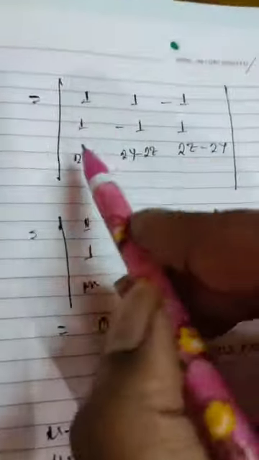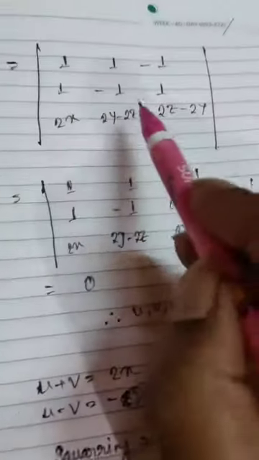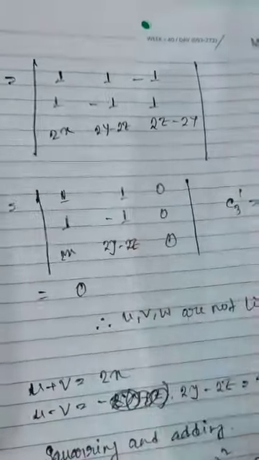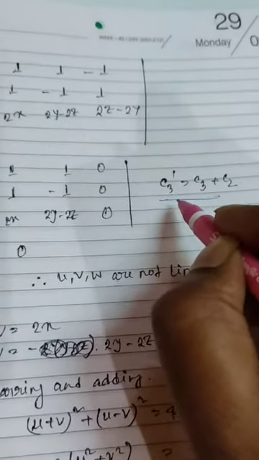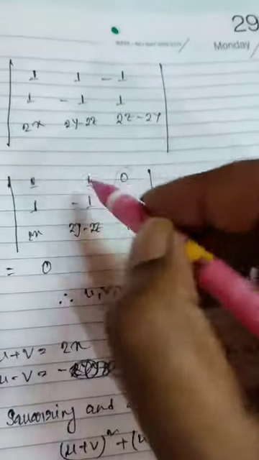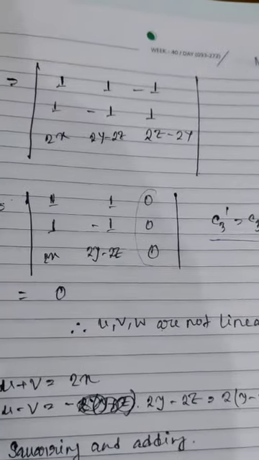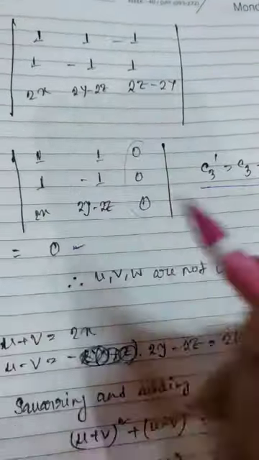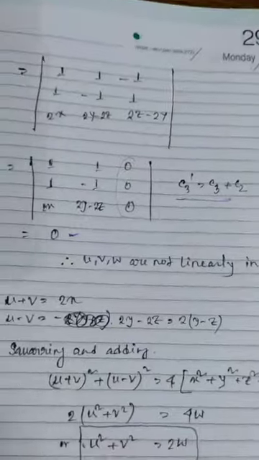So now we put all these values that we already found: 1, 1, minus 1, 1, minus 1, 1, 2x, 2y minus 2z and 2z minus 2y. Then if we apply the change C3 dash is equal to C3 plus C2, we will get one column as 0, and by the properties of determinants, if one column or one row is 0, then the determinant value is 0. So this value will be 0. So now we can say u, v, w are not linearly independent.